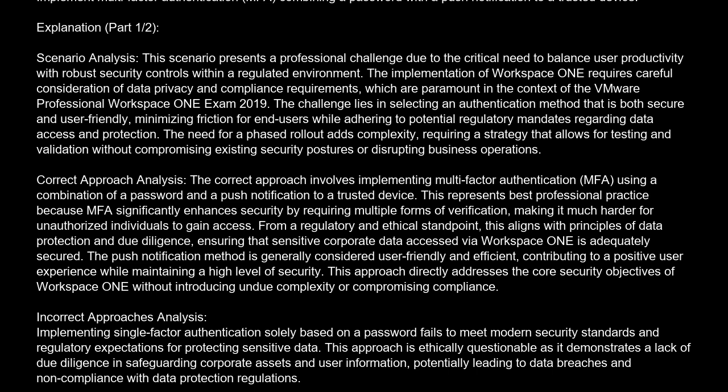Incorrect approaches analysis. Implementing single-factor authentication solely based on a password fails to meet modern security standards and regulatory expectations for protecting sensitive data. This approach is ethically questionable as it demonstrates a lack of due diligence in safeguarding corporate assets and user information, potentially leading to data breaches and non-compliance with data protection regulations.